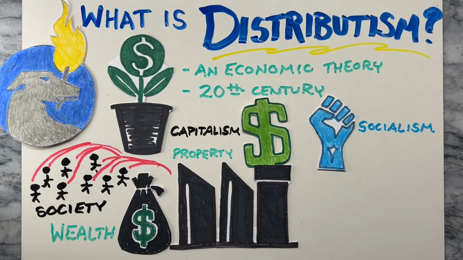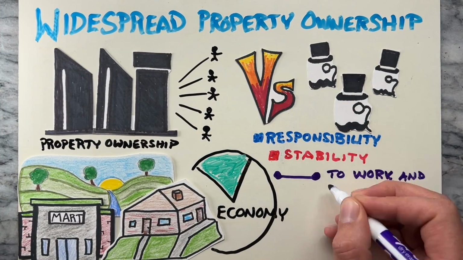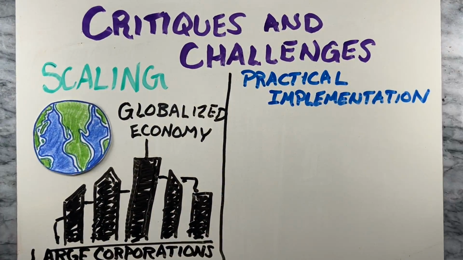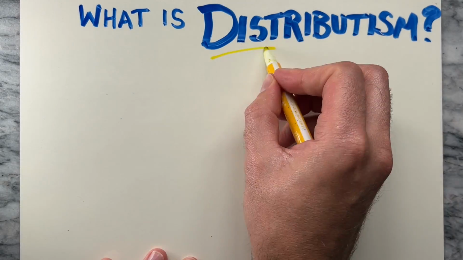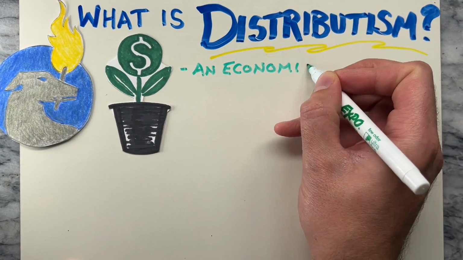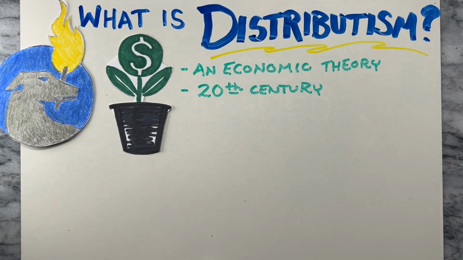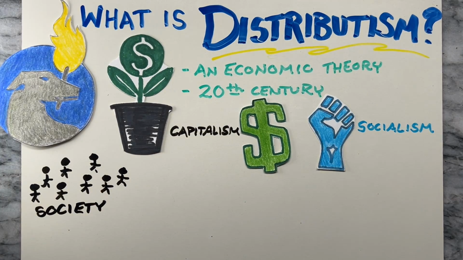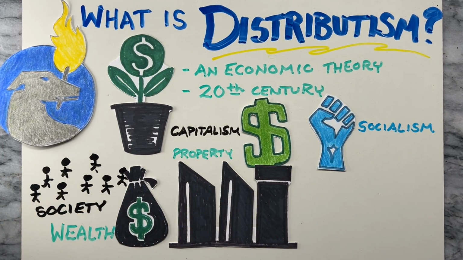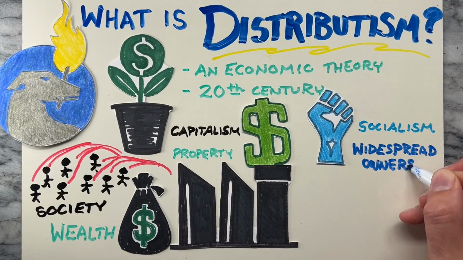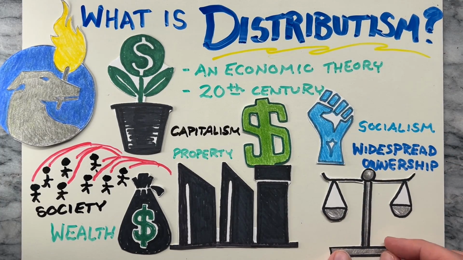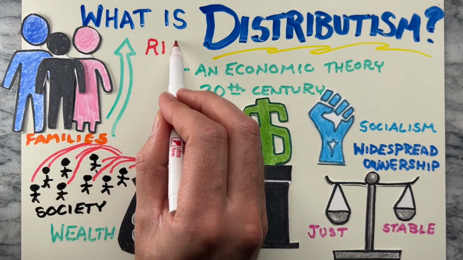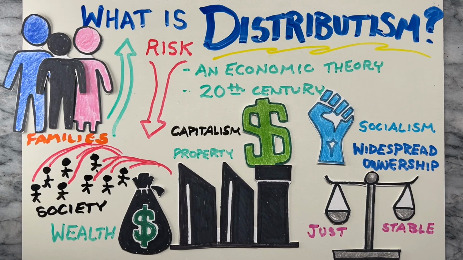In this video, we'll dive into everything you need to know about distributism, including its principles, historical context, modern applications, and critiques. But first, what is distributism? Distributism is an economic theory developed in the early 20th century that is presented as an alternative to both capitalism and socialism, aiming to achieve a society where wealth and property are broadly distributed among the population. The theory is rooted in the belief that widespread ownership fosters a more just and stable society, empowering individuals and families while reducing the risks associated with economic concentration.